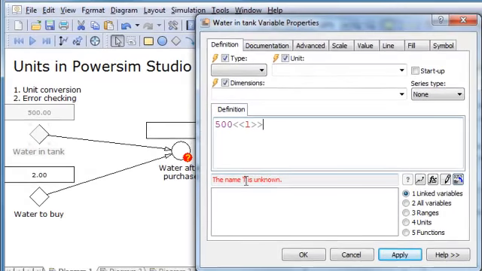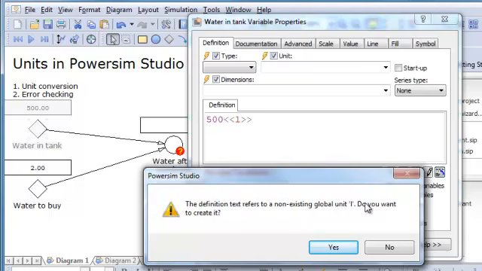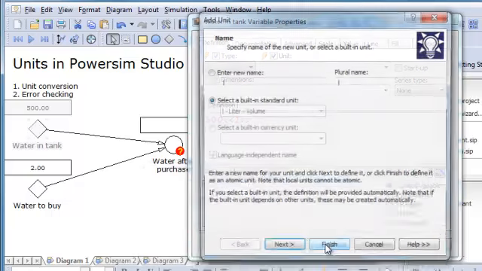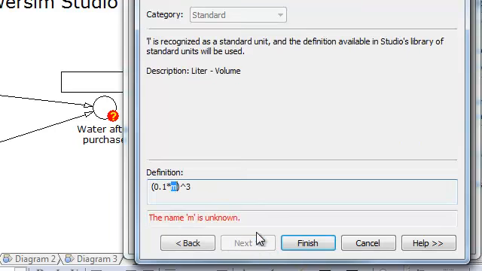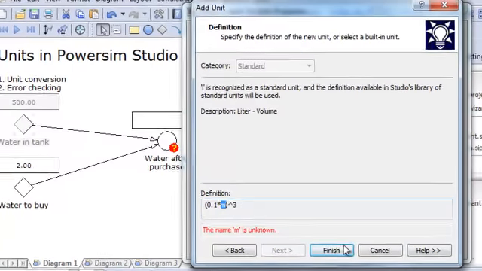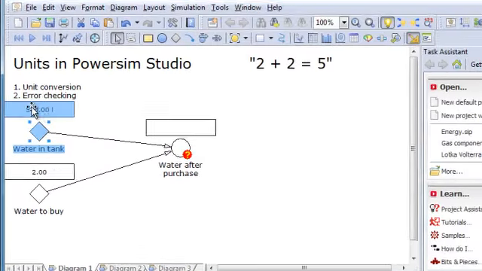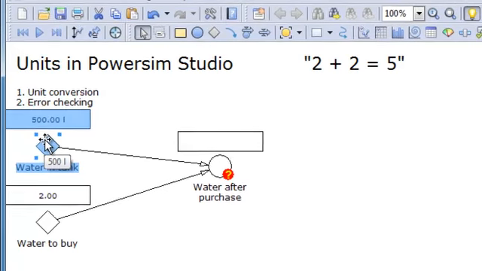Then it tells me L is unknown. Still I press OK. Then I'm asked, do I want to create this unit L? Yes. Then it suggests, due to the name, that L should be a volume, liter. It's a standard unit. It also shows me how it's defined. So now this variable is no longer 500, it is 500 liters.